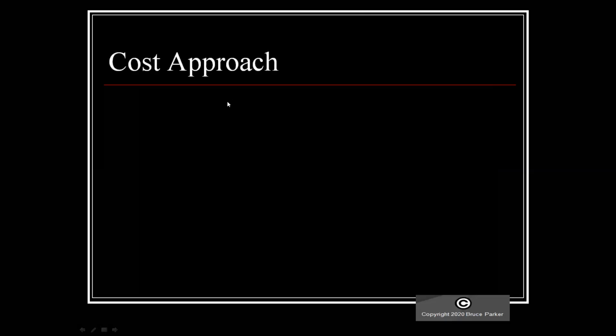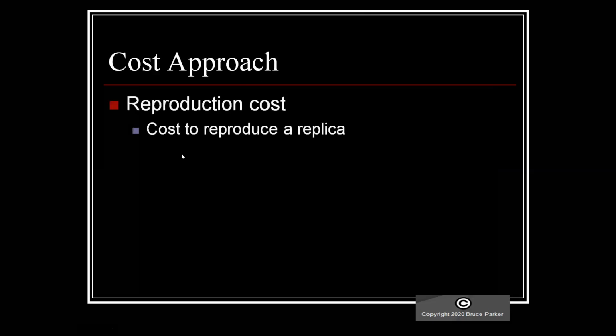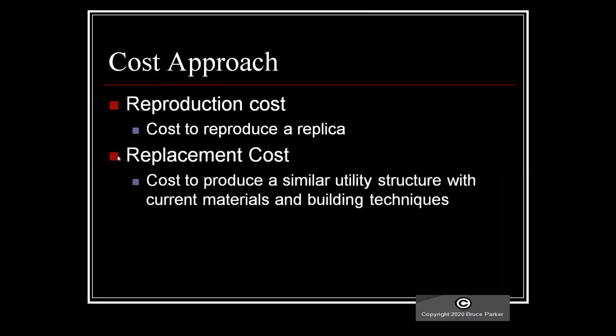The last one is the cost approach. And the cost approach is the method you use if you're going to do a church, which has no income and doesn't have many comparable sales, or you're going to do a government building, or a historic building. And when we decide we're going to do the cost approach, the first thing we have to decide is if we're going to do reproduction cost or replacement cost.